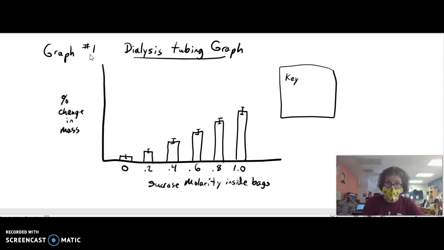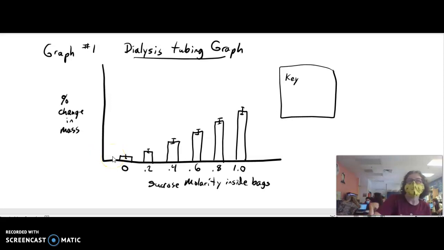So you have access to class data, and I want you to use the class data to create a graph of percent change in mass per sucrose molarity in the bags, right? So down along the bottom, your IV is the sucrose molarity inside the bags. And then your DV is the percent change in mass, or really the amount of water that flowed into the bags as a result of how much sugar there was inside them.